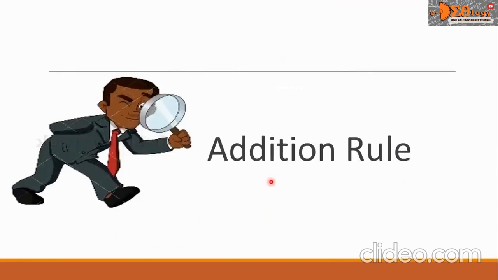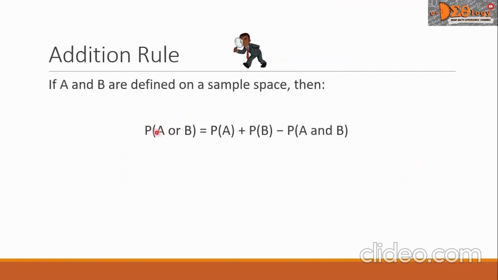Let us go now to the addition rule. According to the addition rule, if A and B are defined on a sample space, then the probability of A or B equals the probability of A, this is P of A, plus the probability of B, this is P of B, minus the probability of A and B.